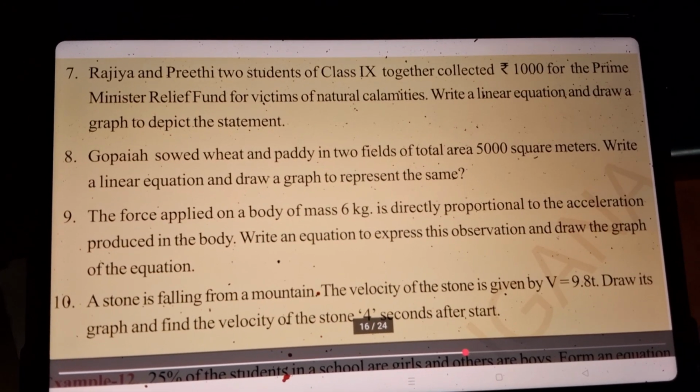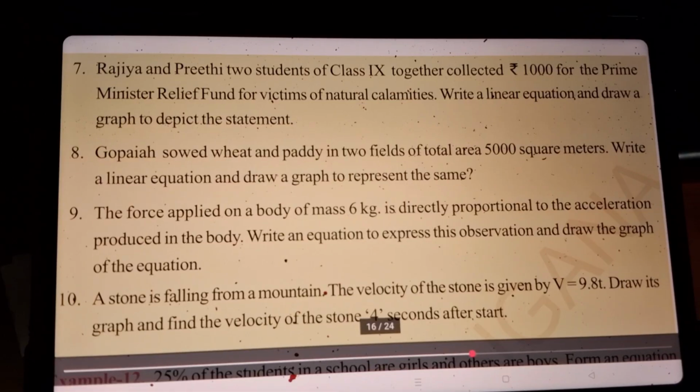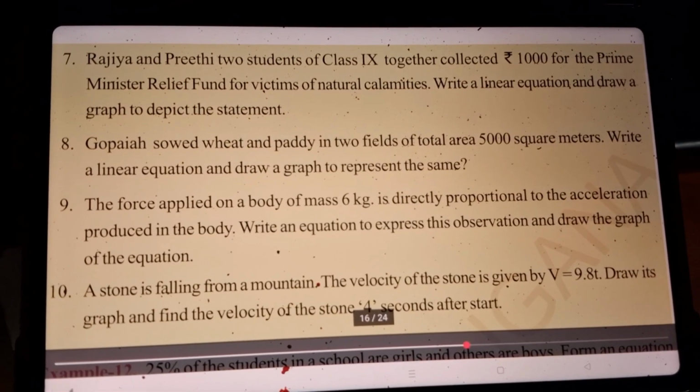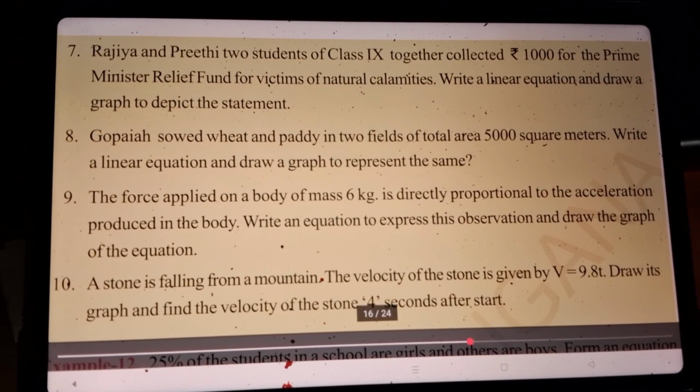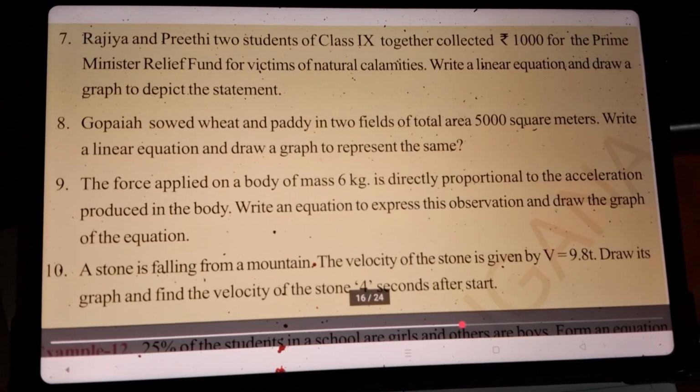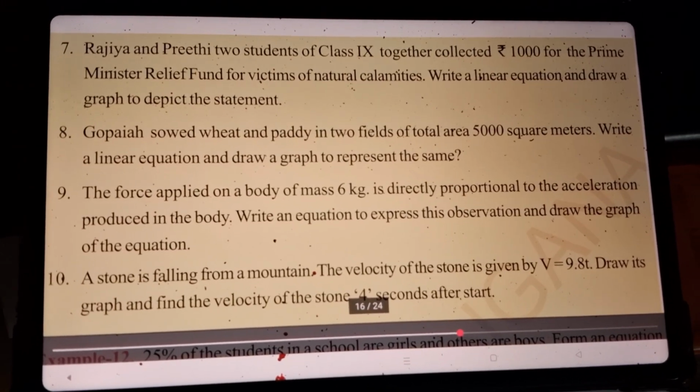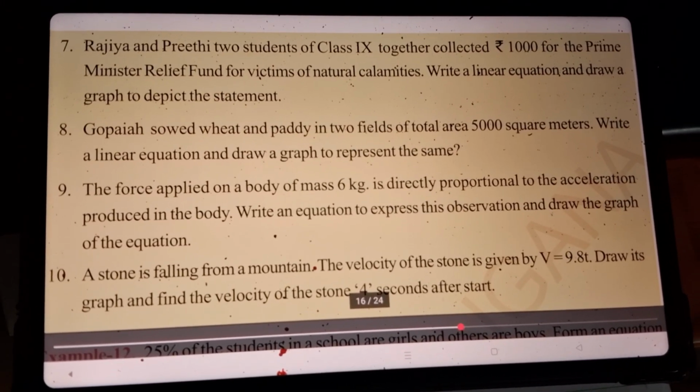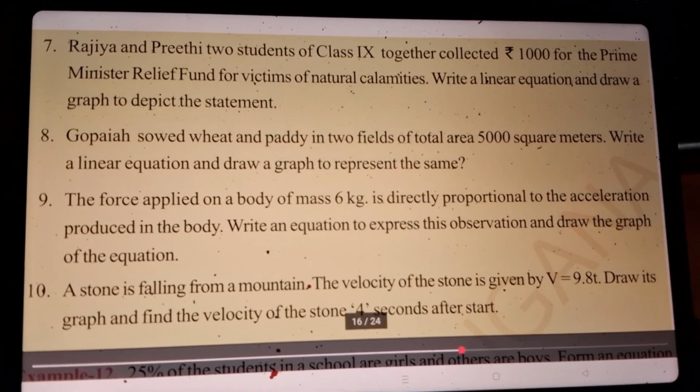I'm now doing ninth class maths. This is 6.3, linear equations and inequations, linear equations in two variables. In that 6.3 exercise, 6 problems I have done. Now the 7th problem I am doing.